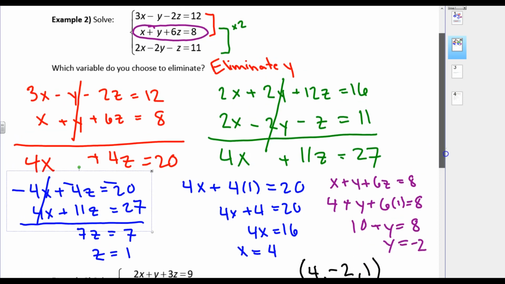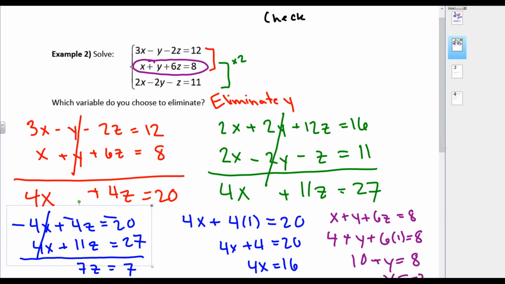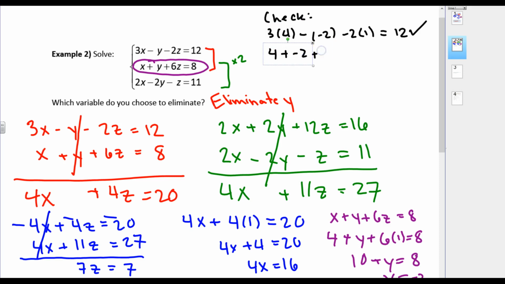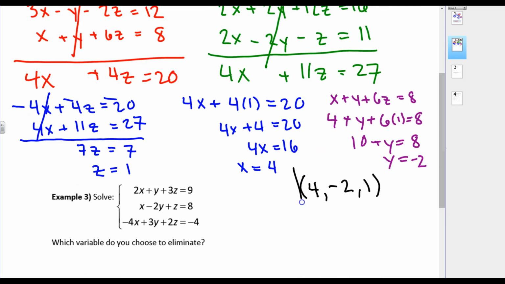Let's do a quick check to make sure that that works. Here's my check. I'm going to plug them all in. Does 3 times 4 minus -2 minus 2 times 1 equal 12? So that's 12 plus 2 minus 2, which does in fact equal 12. Does 4 plus -2 plus 6 times 1 equal 8? That's 4 plus -2 is 2, plus 6 is 8. That works. And then 2 times 4 minus 2 times -2 minus 1, does that equal 11? That's 8 plus 4 is 12, minus 1 is 11. So that works. So this is my final answer.